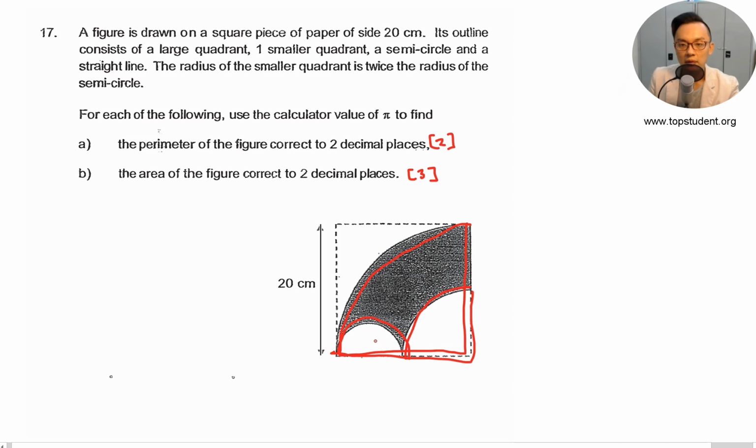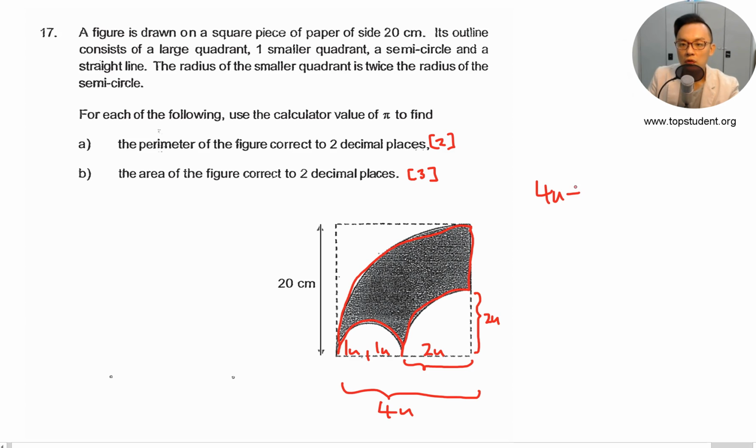Okay, so this radius is 2u and this radius is 1u. Alright, so 1u, 1u, 2u, total is 4u. So for each of the following, use the calculator value of pi to find the perimeter of the figure correct to 2 decimal places. So to find the perimeter of the figure, I need to find this semicircle, this quarter circle, plus this straight line. So this is 2u. This is also 2u because it's a radius. Both sides will be the same. 1u, 1u. So 4u is 20, 1u is 5.